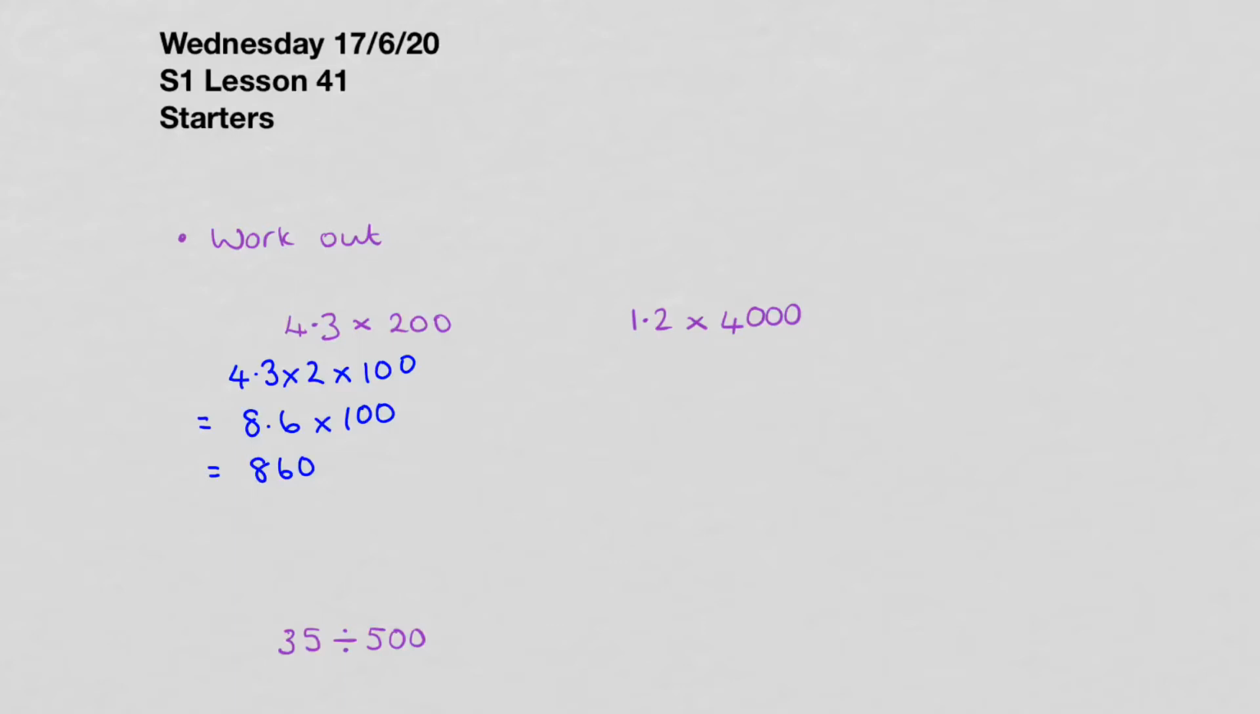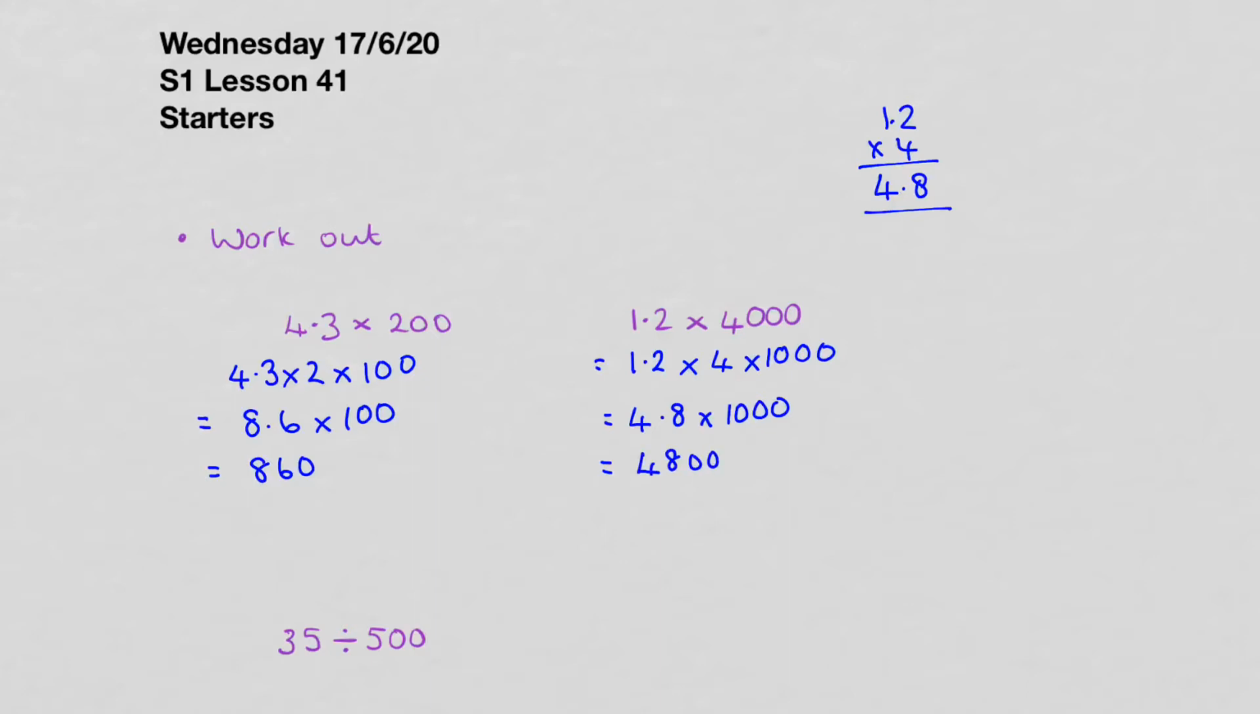The next one, 1.2 times 4,000. So if you're multiplying by 4,000, remember that's the same as multiplying by 4 and multiplying by 1,000. So 1.2 times 4, you can do it as a quick chimney sum, or you can do it in your head, doesn't matter. So we get 4.8 times 1,000. Okay, so moving 3 places then, moving 1 place would be 48, 2 places would be 480, so 3 places is 4,800.